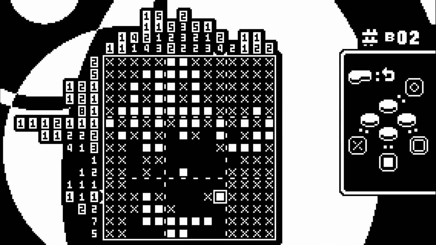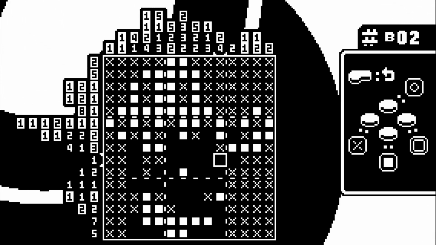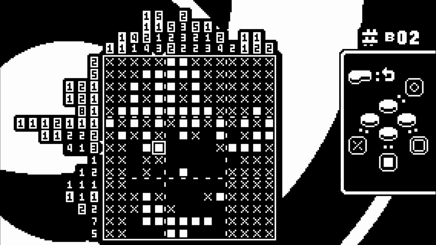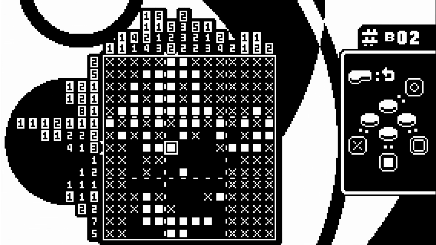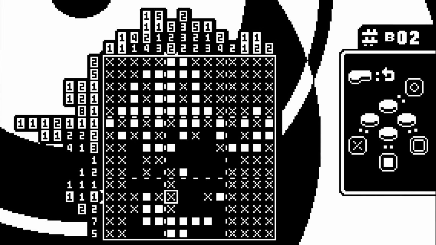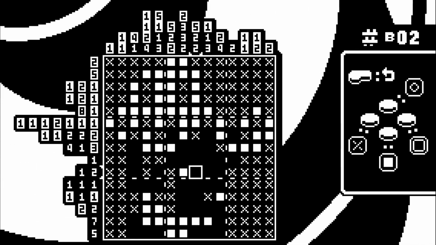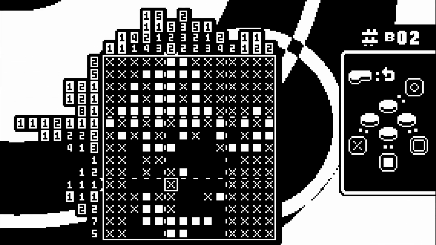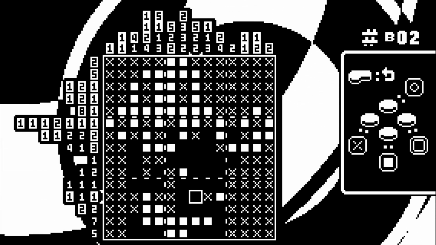Alright, what else do I need to know? If there's only a 4 left here, yeah, that's still as it is. 4 has to go over here. This is involved in the remaining 2, therefore these are all X'd out in the column. I still don't know if this is a 1 or a 2. Don't know anything here. This is a binary choice.